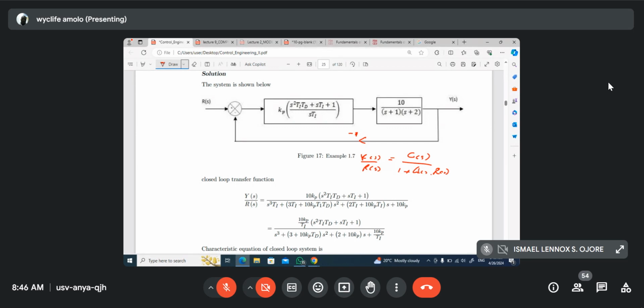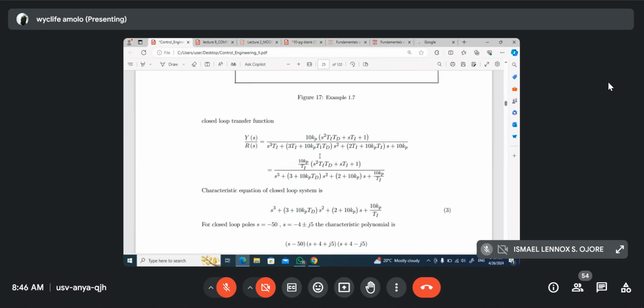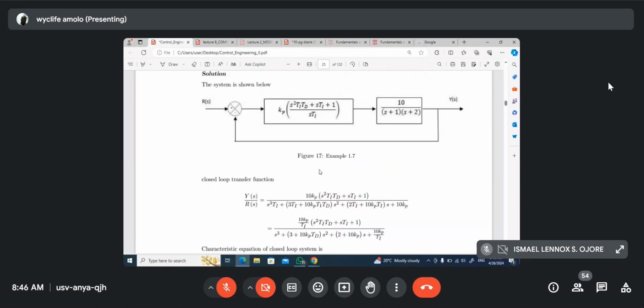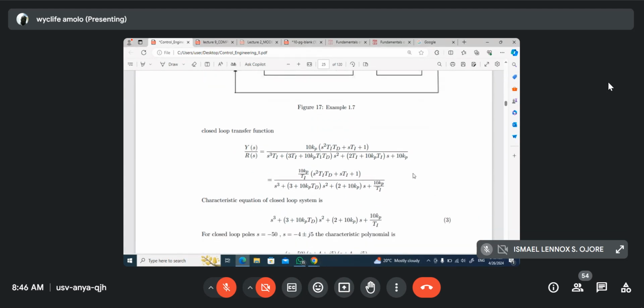So generally, when this thing works like that, you find that we can simplify our equation based on our knowledge from control system 1. You shall have this kind of arrangement.